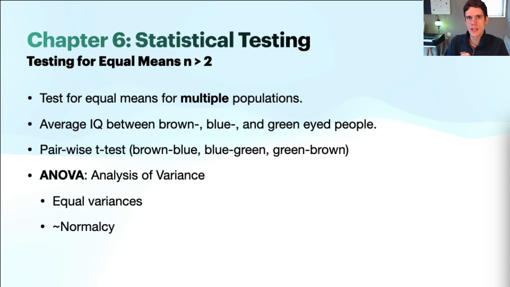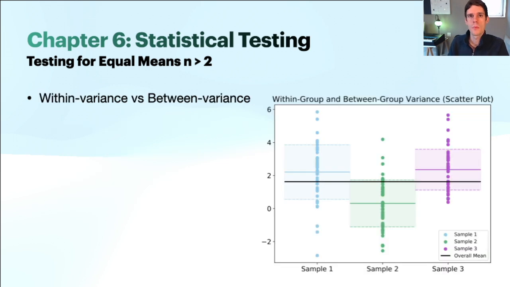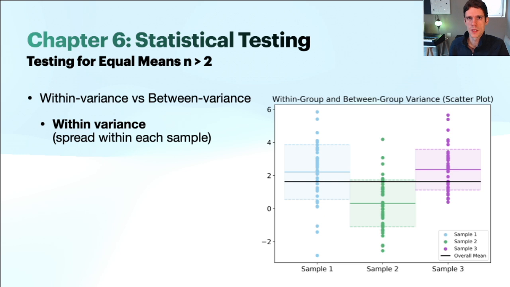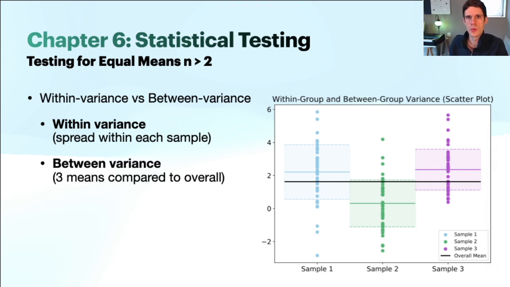So why this name then? Well, because in order to test for equal means, it looks at 2 different types of variances in our datasets. In fact, it compares the within variance with the between variance. So what are these 2 variances? The within variance is the familiar one. It is just the variance of each of our 3 sample sets. So it's a measure for the spread of data points within each sample around the sample mean. Now, these within variances, which for our example are 3 numbers, are compared to the between variance.